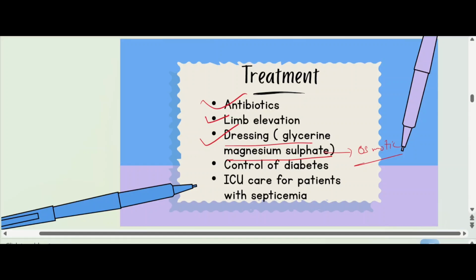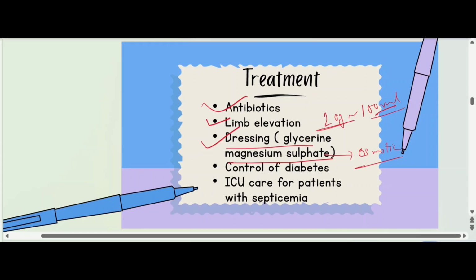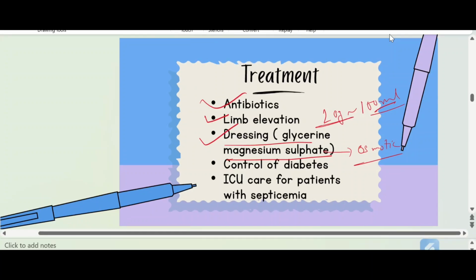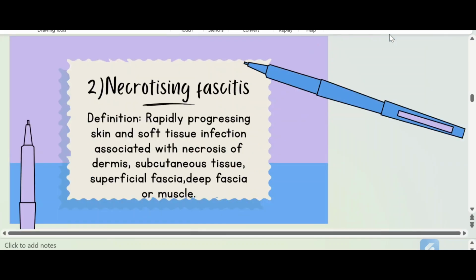So around 20 gram of Epsom salt, magnesium sulfate, is mixed with 100 ml of glycerin. We apply the soaked gauze smoothly directly over the affected skin and wrap with a pad of cotton and secure firmly with a roll bandage or crepe bandage. Then we have to control the blood sugar level, strict control of the diabetes, and especially for patients with septicemia, ICU care and intense monitoring is done.